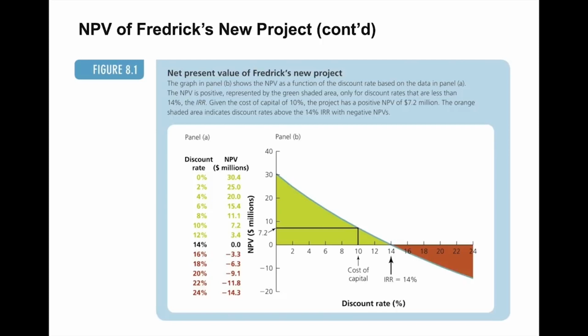If our discount rate is actually greater than the internal rate of return of 14%, then our NPV will be negative. So have a think about what the internal rate of return rule is telling us again. It's telling us that we should accept a project if our cost of capital or our discount rate is less than the internal rate of return. If our discount rate is greater than the internal rate of return, our NPV is going to be negative and we should reject the project.